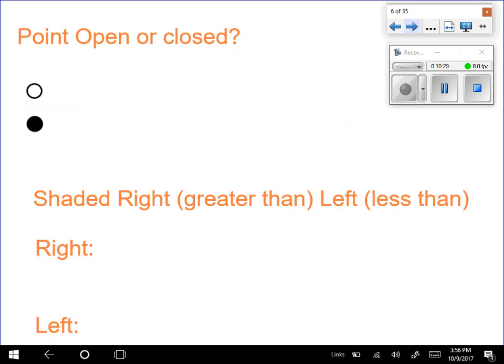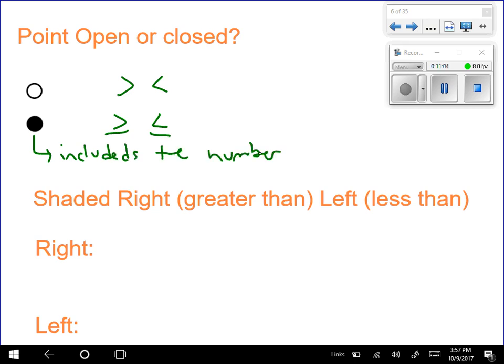So the last thing we want to wrap up with is, how do we know if we have an open or closed point? Okay. And then what about the shaded direction? So we're going to have an open point when our inequality symbols are either greater than or less than. Okay. And we're going to have a closed point when they are either greater than or equal to or less than or equal to. The shaded point includes the number. So for example, x is greater than or equal to 12. It includes this number that we're speaking about in the solution set.